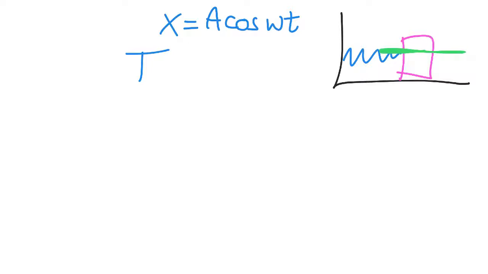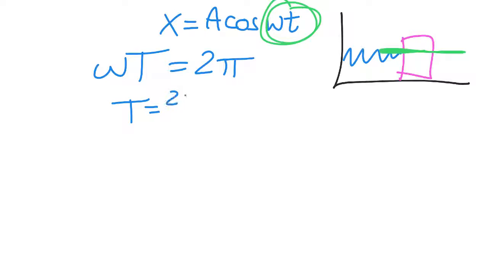Well, we know that cosine repeats every 2 pi. So what we know is that when omega t equals 2 pi, then that's the period. That's how long it takes. Or the period is equal to 2 pi over omega.